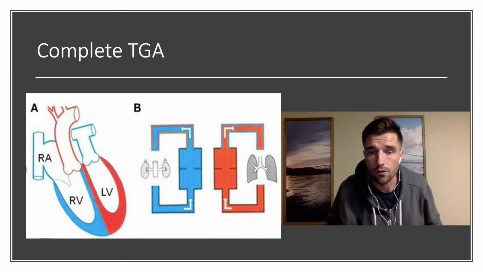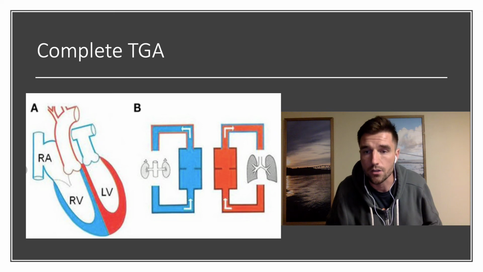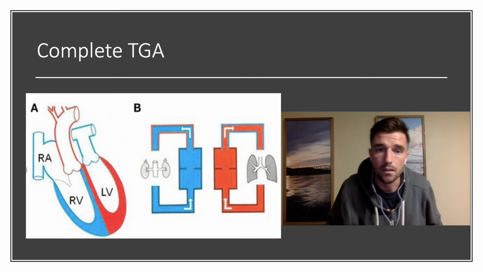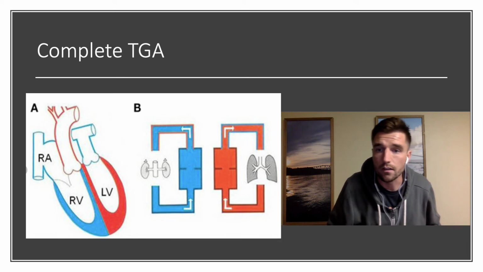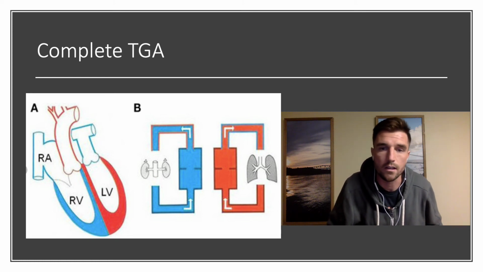Likewise, left side of the heart, the pulmonary veins will bring richly oxygenated blood back to the left atrium to LV, and then LV is pumping out to the pulmonary artery, and then pulmonary artery back to the lungs. Again, an endless cycle.